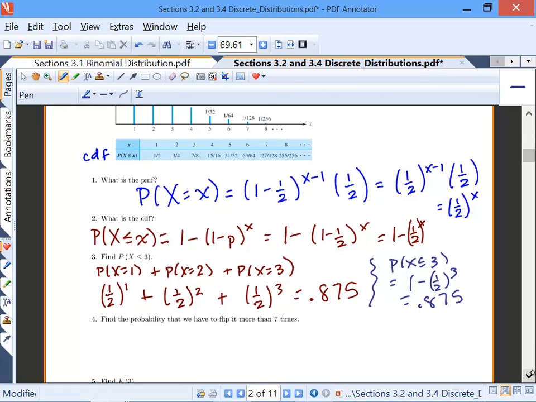Find the probability that we have to flip it more than 7 times. So we're looking for the probability that x is greater than 7. Now this way, there is only one way you can do it. Because if I wanted to find each of the individual probabilities, I'd have to find it for 8, 9, 10, 11, 12, 13, 14, all the way up to infinity, and technically it would never stop. So what is an easier way to do this?